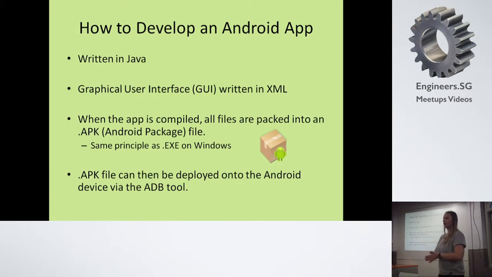When you're writing Android applications, it's all written in Java, but as I said before, you can actually go down to a finer level of detail and write them in C and C++. The GUI, the graphical user interface, is all written in XML. When you want to deploy your application, you package it into what's called an APK. It's the same as an EXE on Windows. I'm not sure what the equivalent is on iOS. You deploy the APK file using the ADB tool.